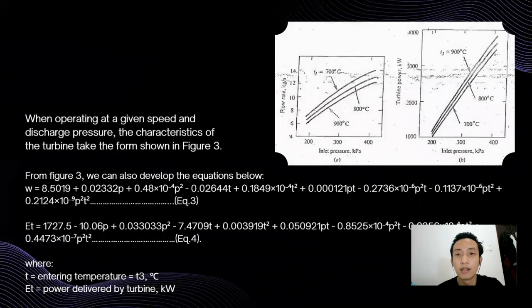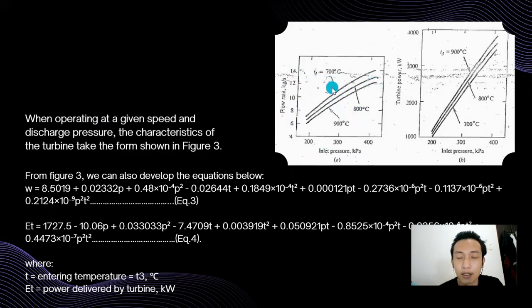Okay, the next mathematical model: in the previous slide we studied the compressor. The next is the graph of the turbine. So when operating at a given speed and discharge pressure, where the speed is 120 rotations per second and the discharge pressure is 101 kilopascal, the characteristics of the turbine take the form shown in figure 3. This is figure 3, where the turbine inlet pressure is plotted versus the turbine flow rate, with variation of the temperature.